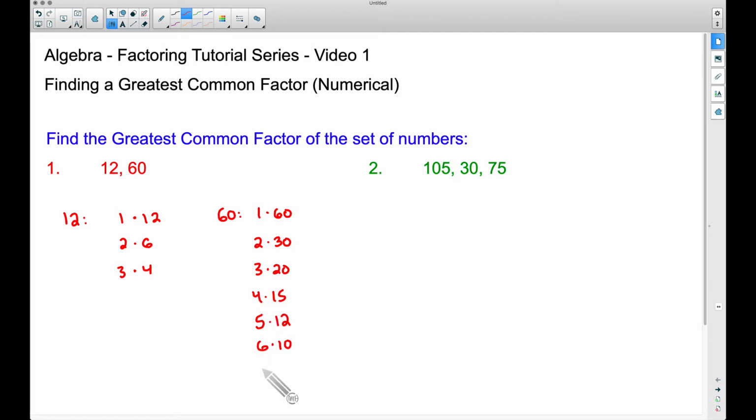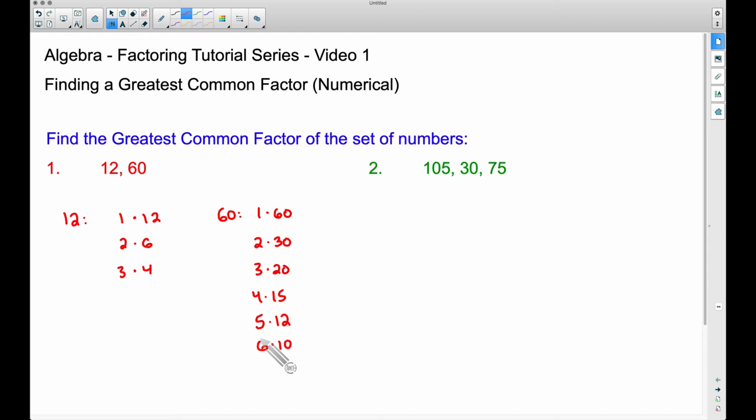If you try 7, 7 will not multiply nicely into 60. 8, same problem. 9, same problem. 7, 8, and 9 are not factors of 60 because you cannot multiply those numbers by a whole number to get 60. That leaves the next number being 10, and when that happens, we've looped back around because we have gone in order.